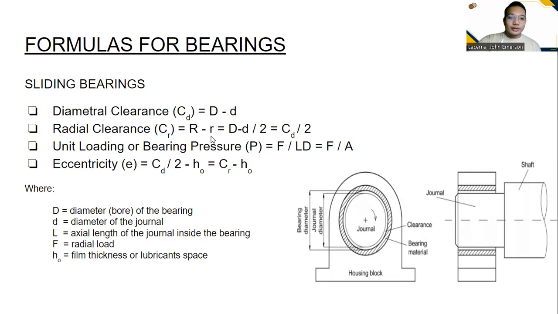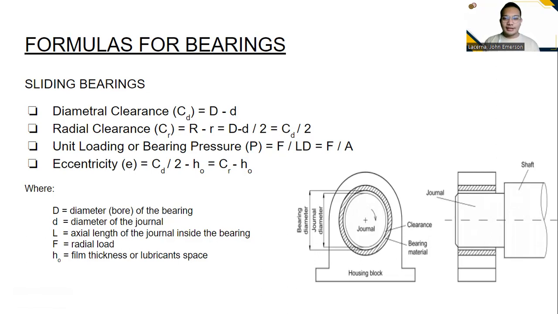So, diametral clearance is C sub D equals D minus smaller d, diameter of the journal. And our radial clearance denoted by C sub R is equals to radius ng ating bore ng bearing minus R, radius ng ating journal, or yung ating diametral clearance divided by 2. Yun yung derived formula ng radial clearance.